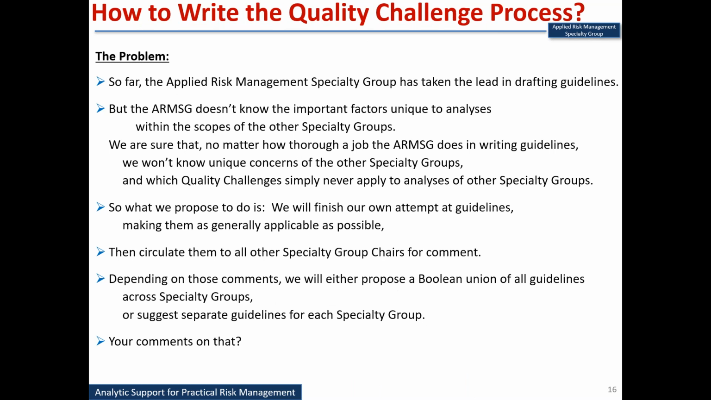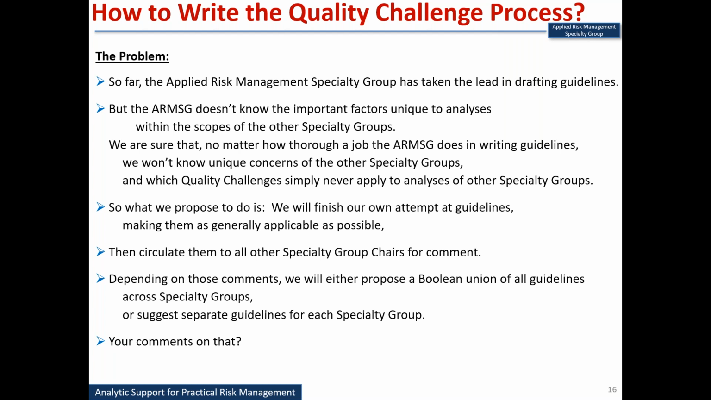Okay, so here we go. Little problem here. How to get this quality challenge process written up in some form. Now I always overpromise, but we at the Applied Risk Management Specialty Group, especially since I'm stepping down as chair in December and then I'll have more time to spend on this, I'll take a lead in drafting the guidelines. Anybody else is welcome to take a lead. My guess is people won't take a lead until we take a lead. We will do that, but we're just the Applied Risk Management Specialty Group.